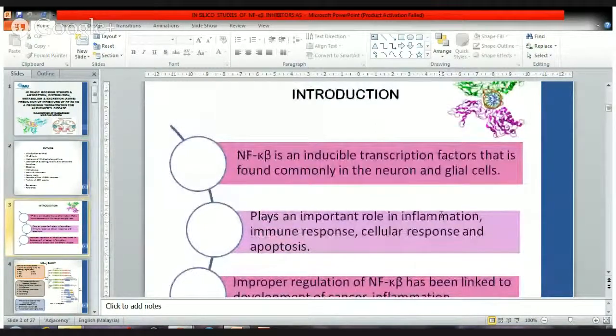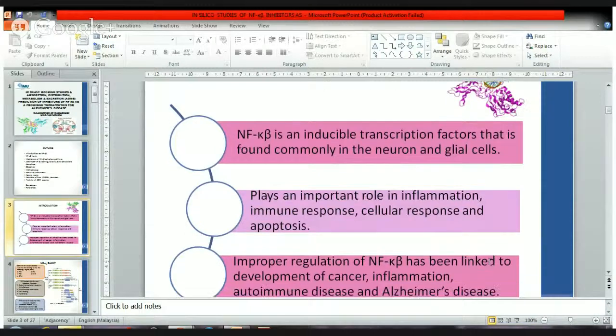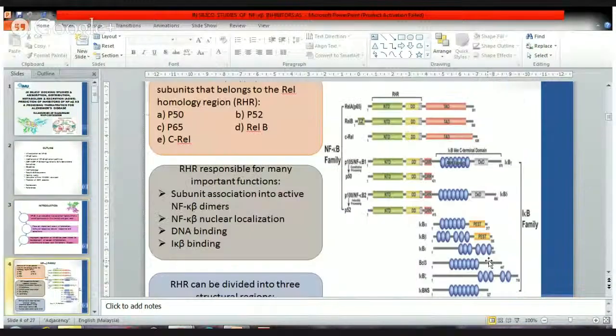So generally, NF-kappa B is a transcription factor that is commonly found in neurons and glial cells. NF-kappa B is known to play an important role in various conditions such as inflammation, immune response, apoptosis, as well as cellular response. Improper regulation of NF-kappa B has been linked to the development of various conditions such as cancer, inflammation, autoimmune disease, as well as Alzheimer's disease.